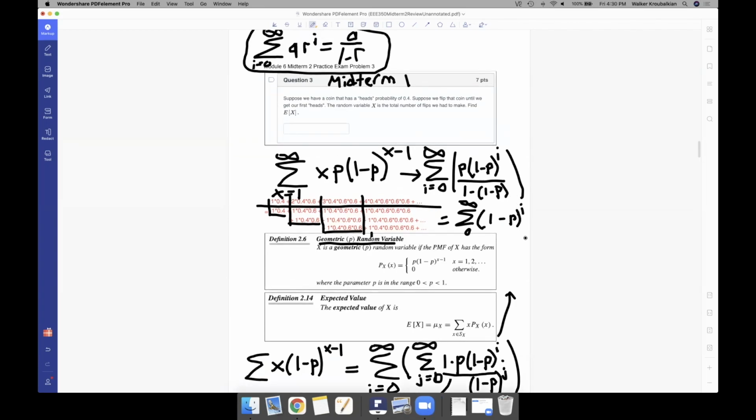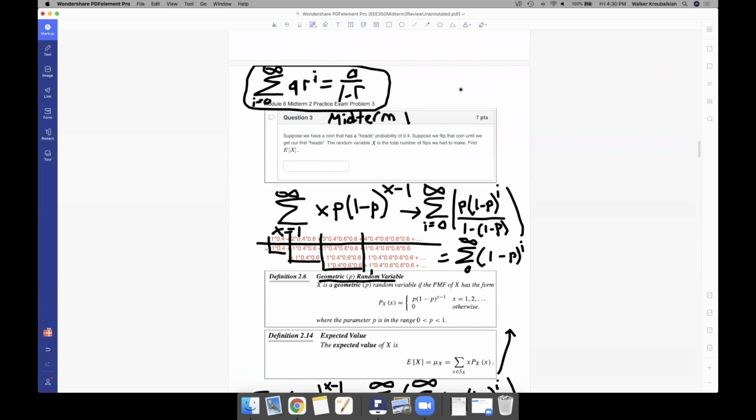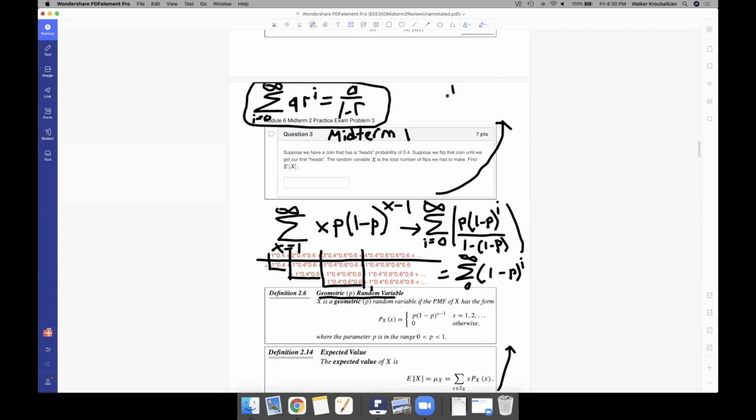And when we evaluate this outer infinite geometric series, right? So now the first term is just going to be 1 because 1 minus p to the i is 1 when i is 0. And the common ratio is still 1 minus p. So the final series is going to be 1 divided by 1 minus p, and this is just going to be 1 divided by p.